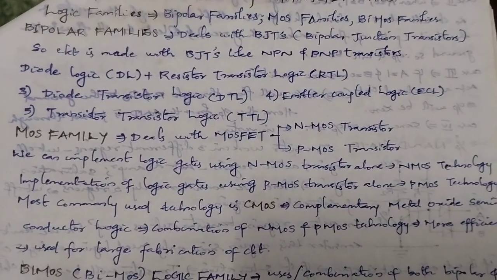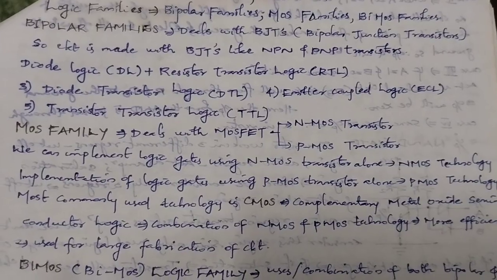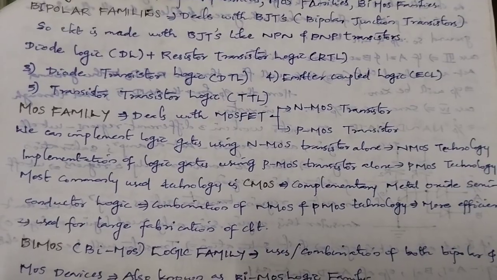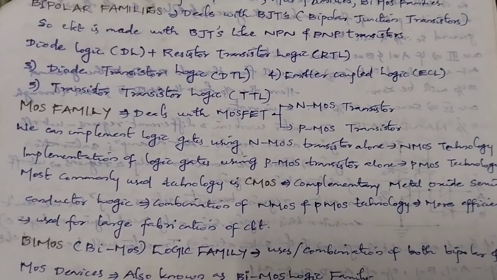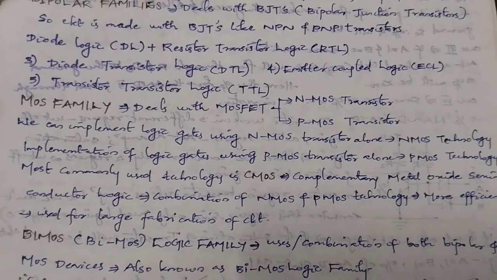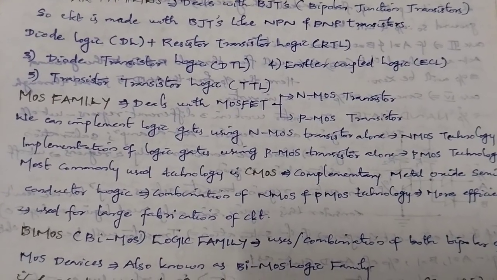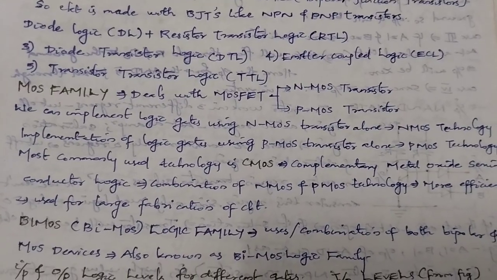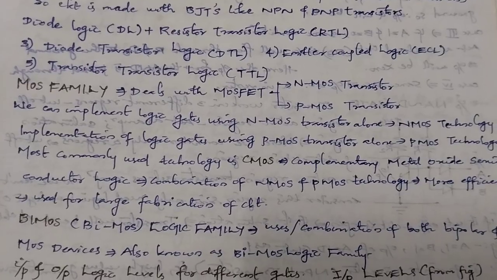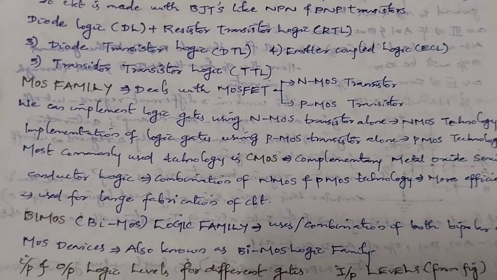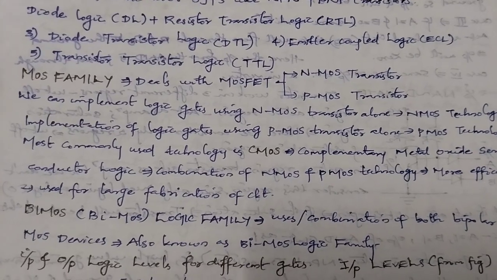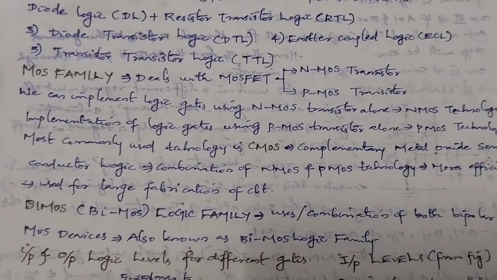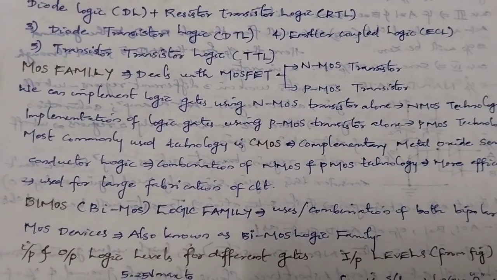Logic families are the bipolar families, MOS families, and BiMOS families. The bipolar families deal with BJTs, bipolar junction transistors. So the circuit is made up of BJTs like NPN and PNP transistors. Then diode logic DL, resistor transistor logic RTL, diode transistor logic DTL, emitter coupled logic ECL, and the fifth one is transistor transistor logic.